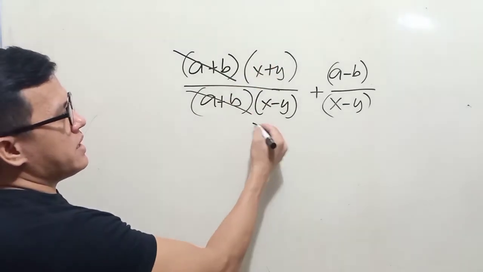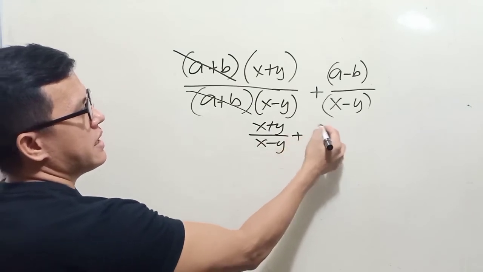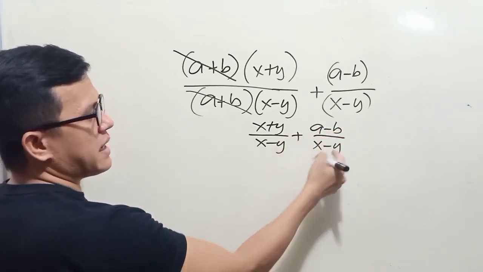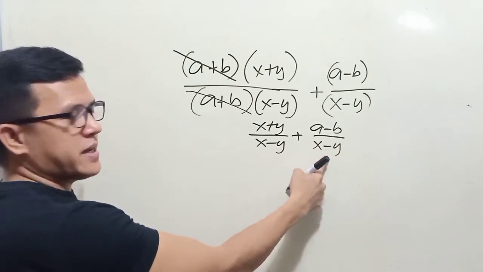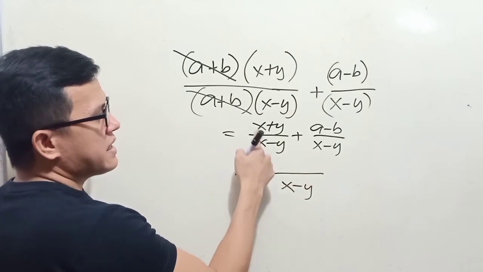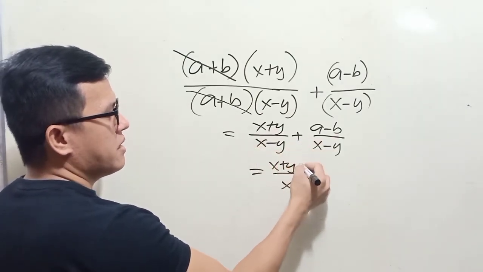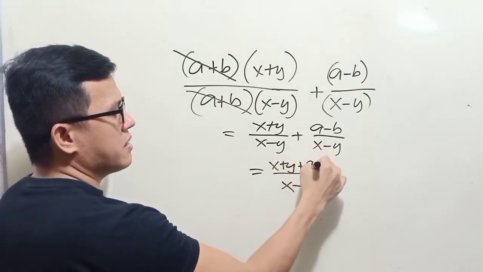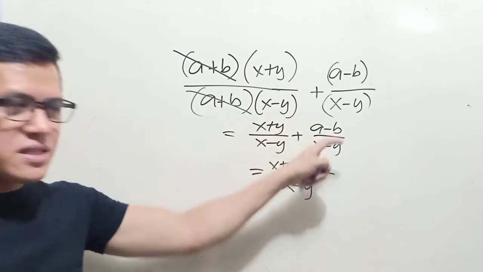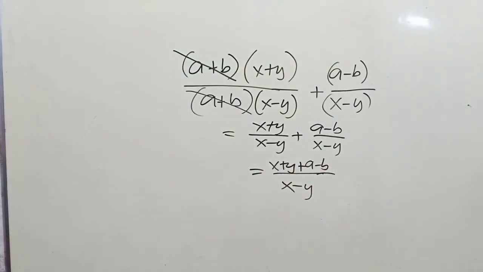So the remaining would be x plus y over x minus y plus a minus b over x minus y. Now, same denominator, right? x minus y. Copy that. So we say x minus y in the denominator, and then x plus y plus a minus b. You cannot add all of these into one term because they are all different variables. There you go.